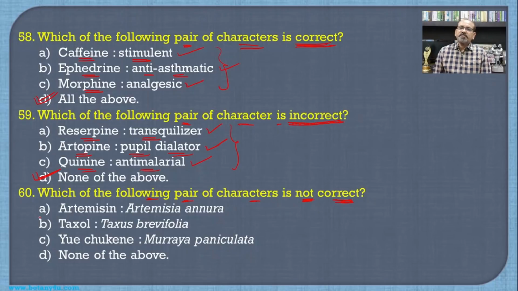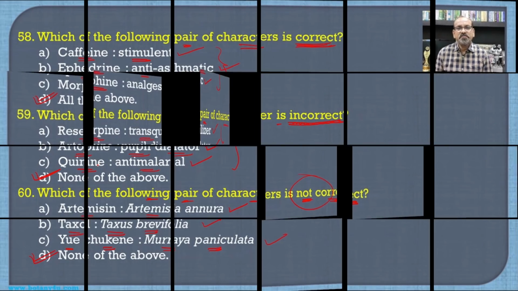Then which of the following pair of characters is not correct? Not correct. So artemisinin is synthesized from Artemisia annua. Then Taxol is synthesized from Taxus brevifolia, and euchucin is synthesized from Murraya paniculata. Hence all these three are correct, and none of the above is not correct, and hence it is the answer.